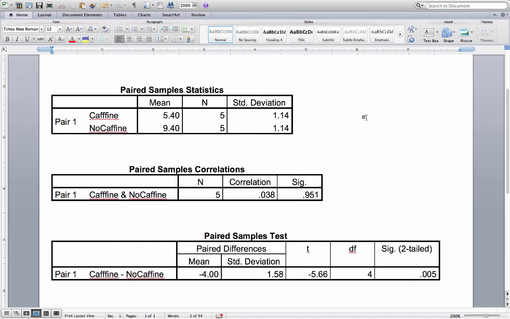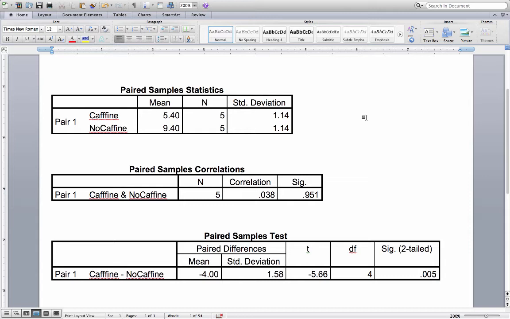Now here is the output that you have. Everything that you're going to be doing here is right in front of you. You can see the mean of the caffeine for the hours slept is 5.40. You can see the no caffeine is 9.40. There were 5 participants and the standard deviation was equal at 1.14. So you can go either way, 1.14 past 9.40 or back from there, so it would be 10.54 and 8.26, and you go negative on the other side. It's the middle one that actually focuses on what our correlation is.